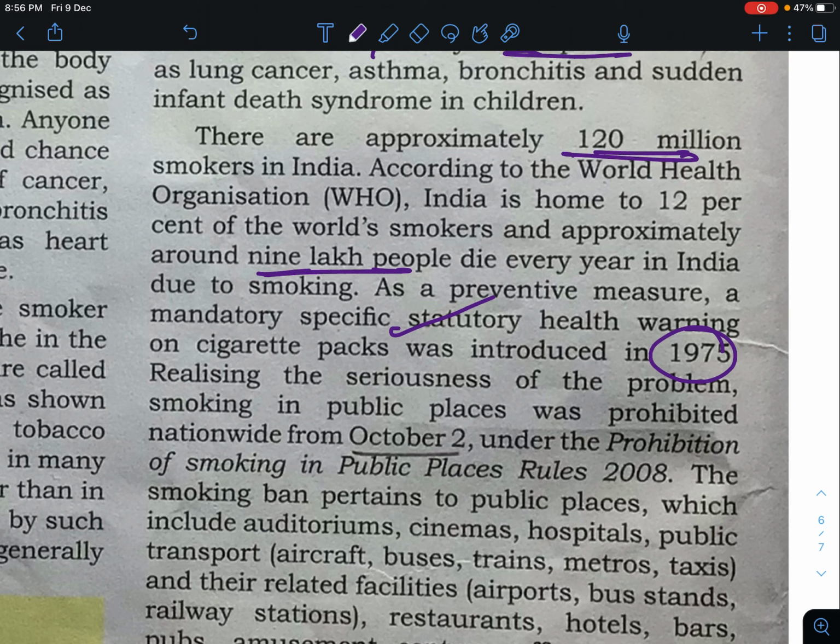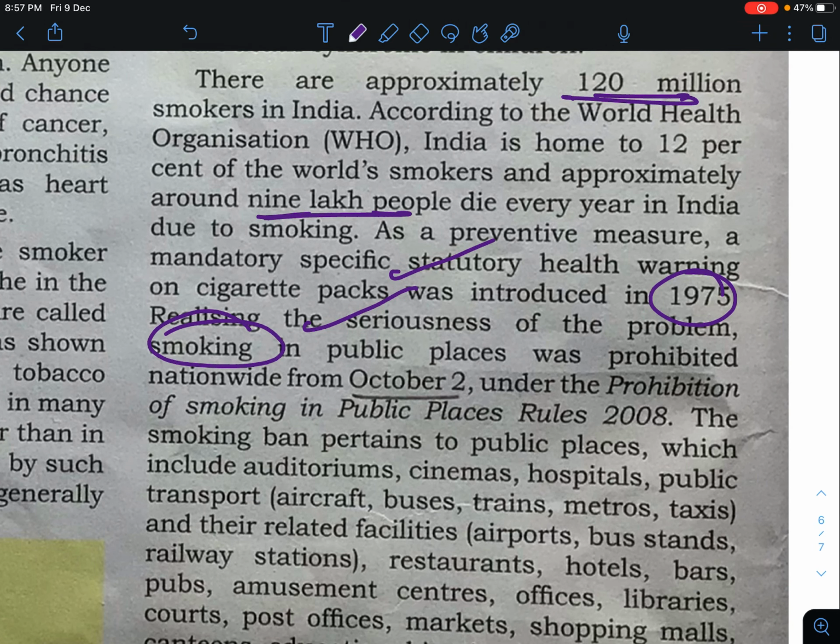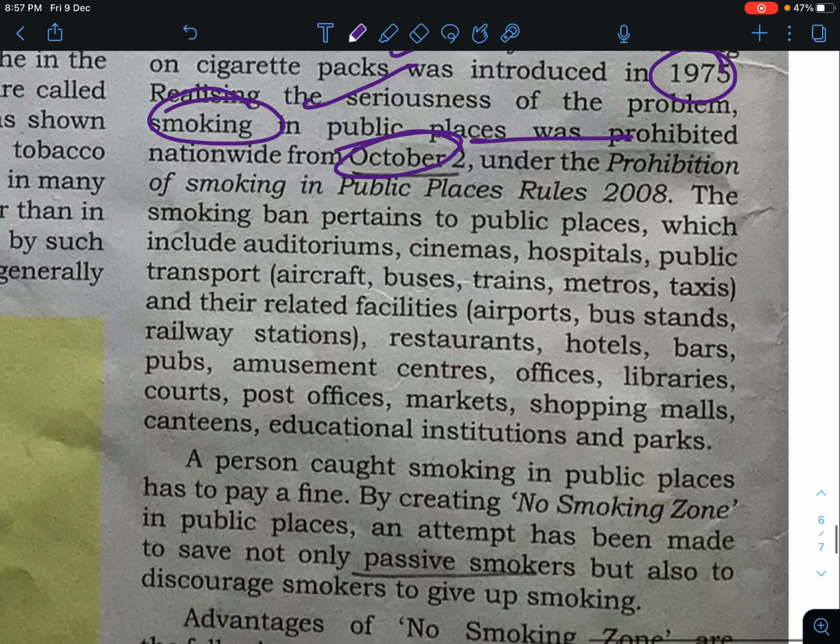Realizing the seriousness of the problem, smoking in public places was prohibited nationwide from October 2 under the provision of the Prohibition of Smoking in Public Places Rules 2008. In order to address the seriousness of the problem, smoking in public places was prohibited nationwide on 2nd October itself, under the provision of the Smoking in Public Places Rule 2008.